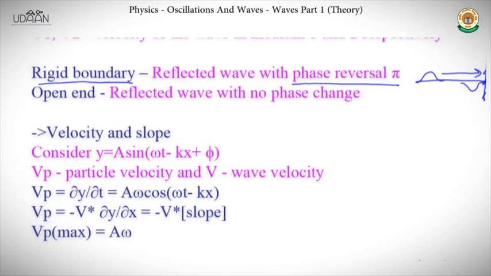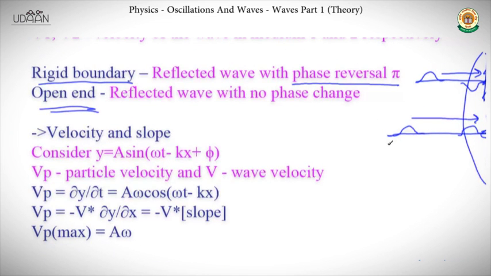There's another, the open end. What is this open end? For example, take a pole with a ring which can smoothly move on the pole without any friction. I give a pulse again. What happens now? It goes to this end, but again comes back this way, with no phase change. So this is how the open end behaves. These are the two most used boundaries in most of the questions.